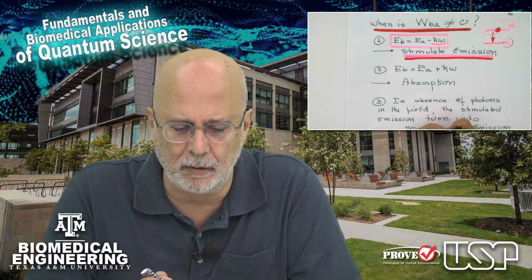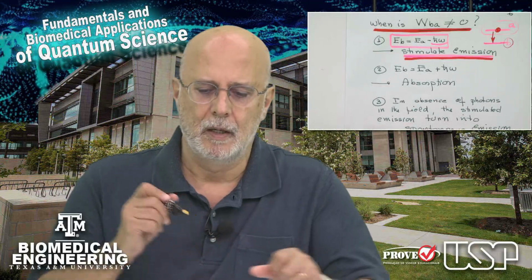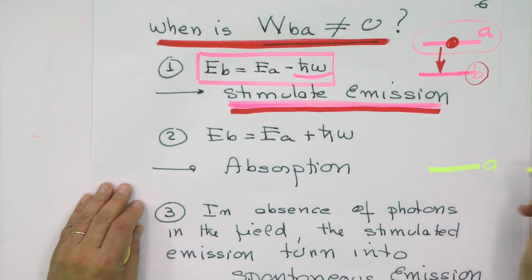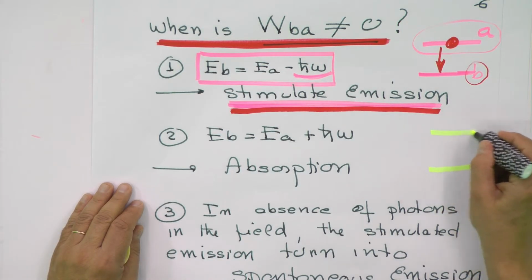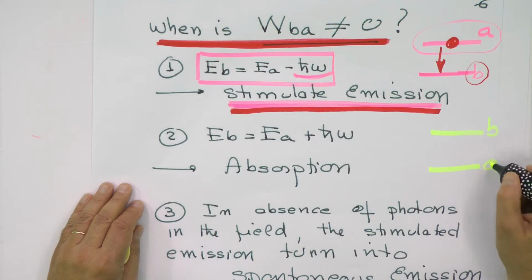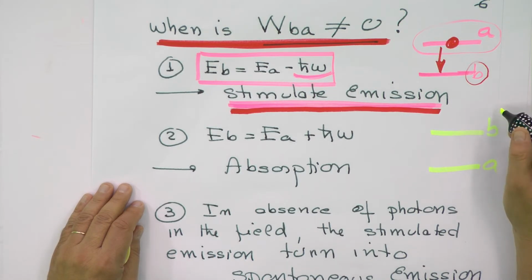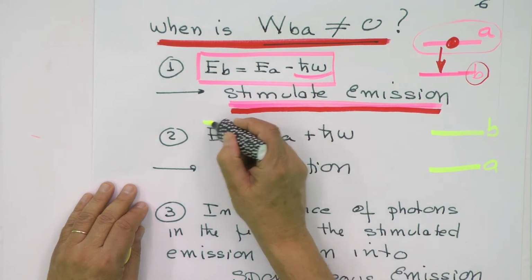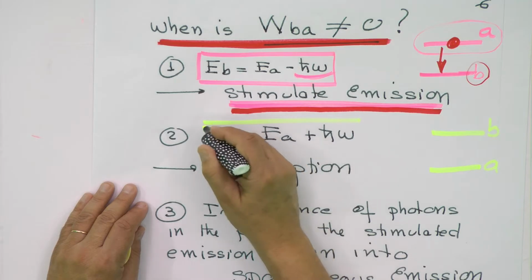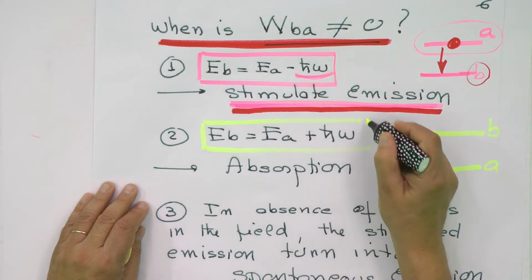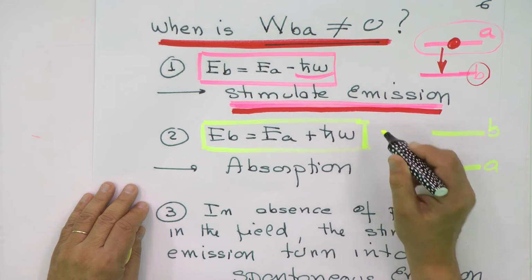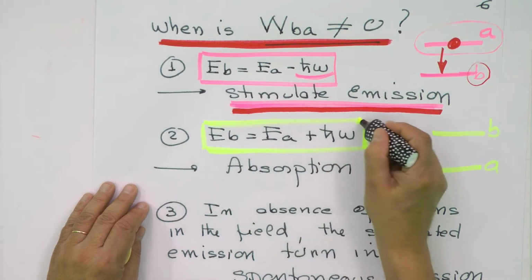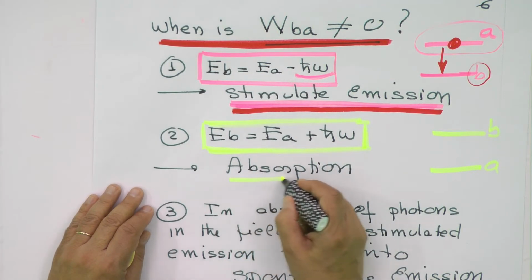Now, there is a second situation, which is the opposite. Now we consider the state A with energy below the state B. So it's the opposite: I start with the energy below and I go up. The energy of the state B is the energy of state A plus the photon energy. That's another situation. And what's happening in this case? In this case, energy will disappear from the electromagnetic field. That's what we call absorption.